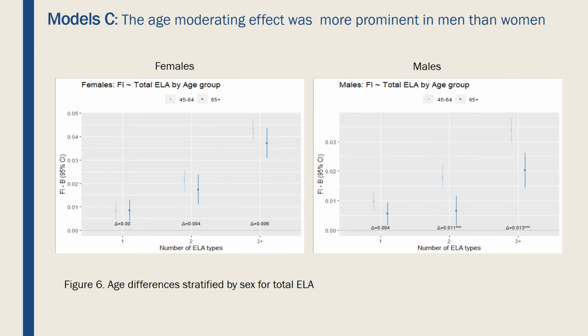And here is the last slide showing that the age moderating effect that we've seen on the previous slide was actually more prominent in men than women. And that pattern applies both to the single ELAs and the total ELA exposure. But here I only show the graphs for total ELA. We see that the coefficients for younger and older groups were not different for females. However, for males, the age differences were present.